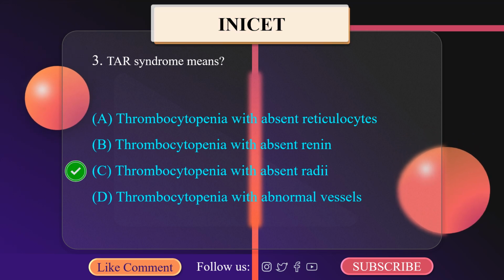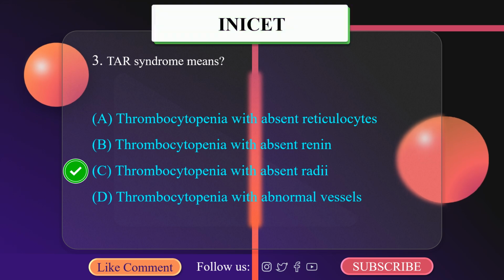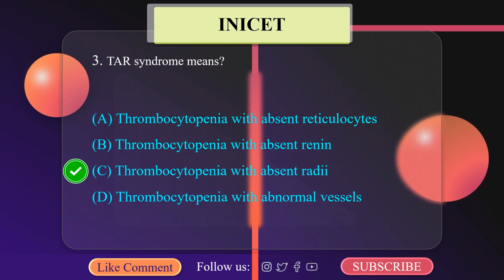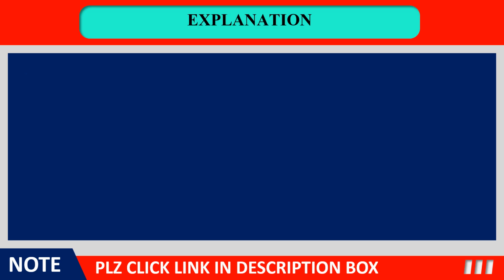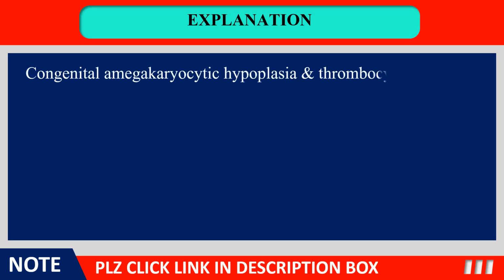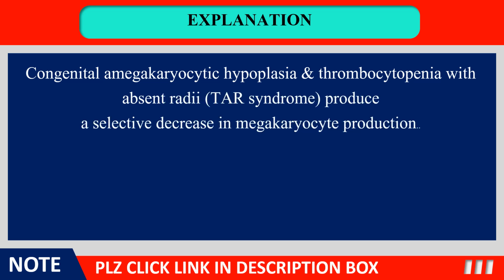So TAR syndrome means C. Thrombocytopenia with absent radii. TAR syndrome means thrombocytopenia with absent radii. Congenital amegakaryocytic hypoplasia and thrombocytopenia with absent radii produce a selective decrease in megakaryocyte production.